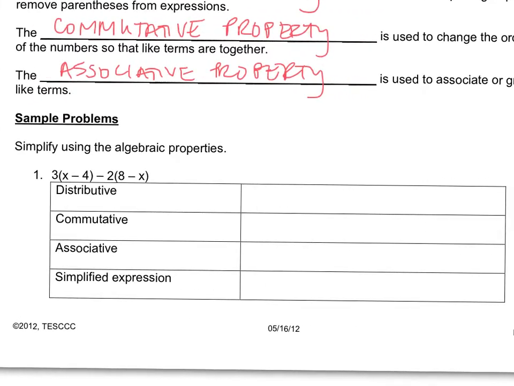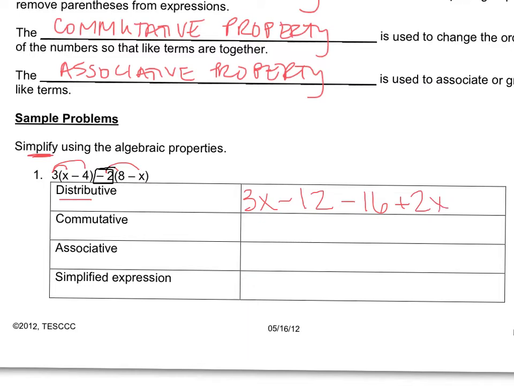So we are going to simplify, and you see this word simplify, there's no way we can actually solve this because there's no equal sign. So we are just going to simplify this, and we're going to go through the different properties to do that. Distributive, remember that has to do with getting rid of the parentheses, so that's where my little rainbows come in. So I would do 3 times x, and then 3 times negative 4 is negative 12. Now I'm going to do negative 2, because this negative goes with that, so negative 2 times 8, and negative 2 times negative x is a positive 2x.